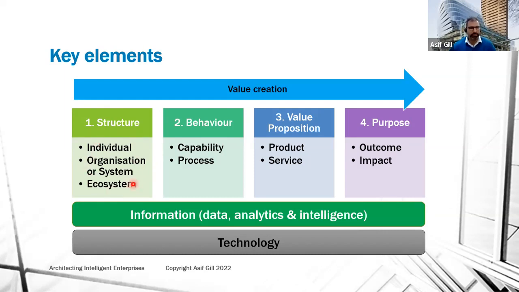So we look at the structure point of view, but that structure offers some kind of behavior. That's where we're looking at the capabilities and process architecture of that particular structure. And this behavior offers a certain kind of value proposition. It could be government products and services. And then there's the purpose, the outcome and impact we want to achieve. In particular, from a government point of view, we may focus on the outcome and impact around the social well-being of citizens, or the betterment of the economy or environment.